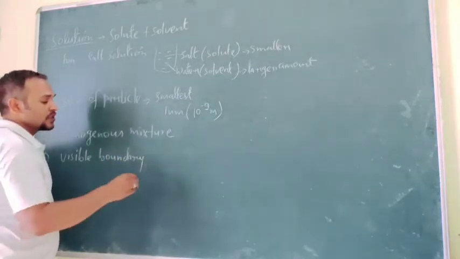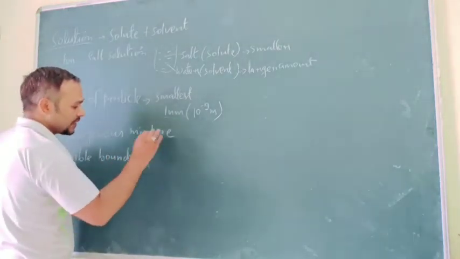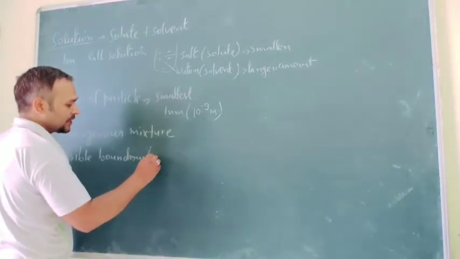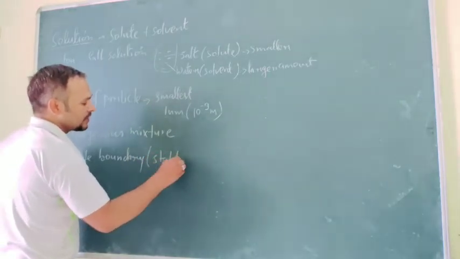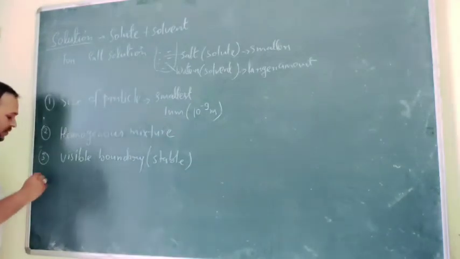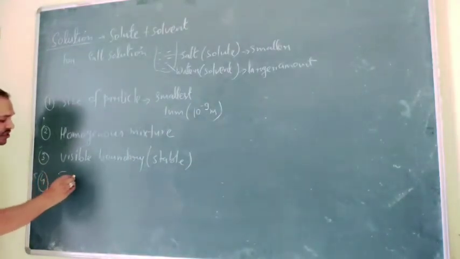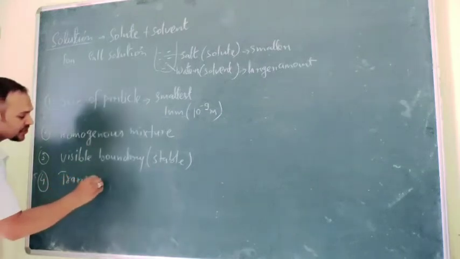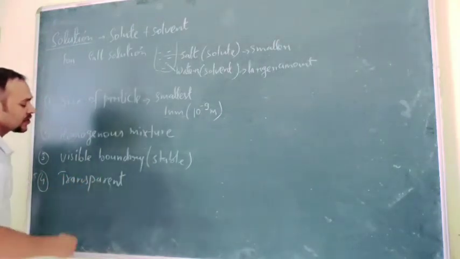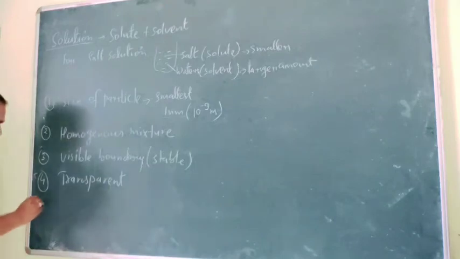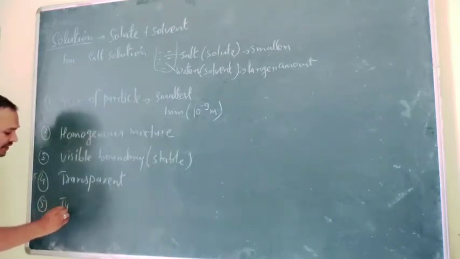Between the solution and the solute. That means they look one. That is stable. It is stable. Now the next thing is it is a transparent solution. Next thing, it doesn't show Tyndall effect.